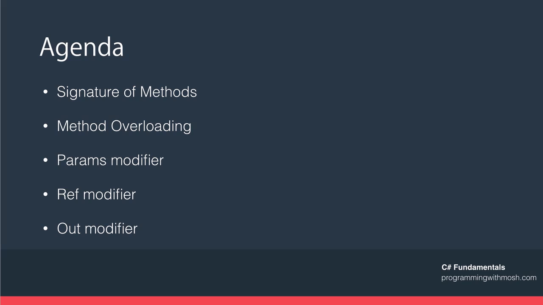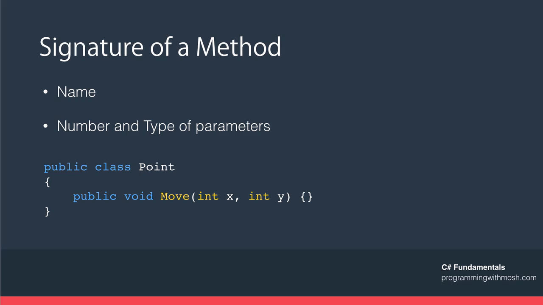So let's get started. What is the signature of a method? The signature of a method consists of its name and the number and type of its parameters. So in this example, you see we have a Point class that has a method called Move. I have highlighted the areas that make up the signature of this Move method with yellow. So the name and the type and number of parameters.